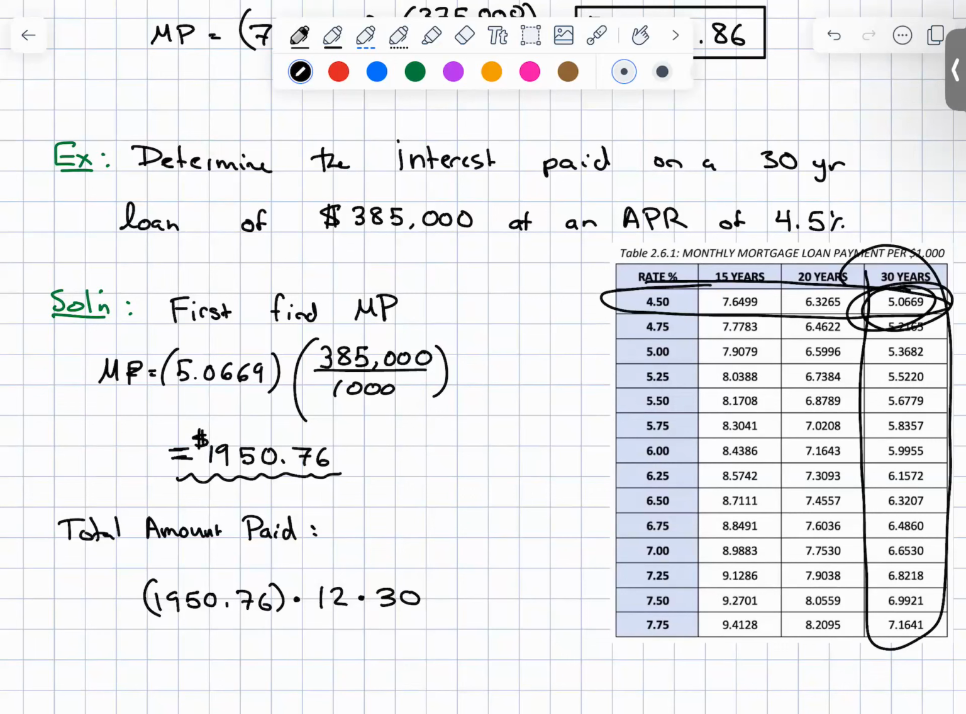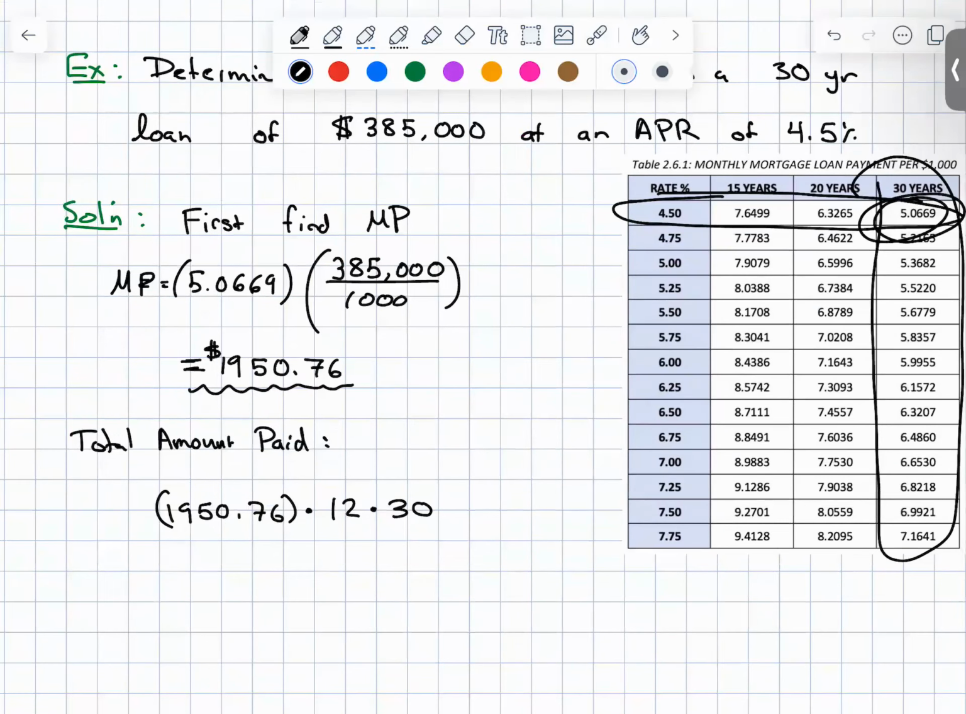Yep. That's per month times 12 months to give me the yearly amount that I pay in my mortgage times the 30 years. Unit conversions. Once again, I could write this out as unit conversion as 1950.76 per month times 12 months in a year times 30 years in loan. But if you write that out, you get a grand whopping total of $702,273.60. So for your $385,000 loan, you pay $702,000 at the end of your period.